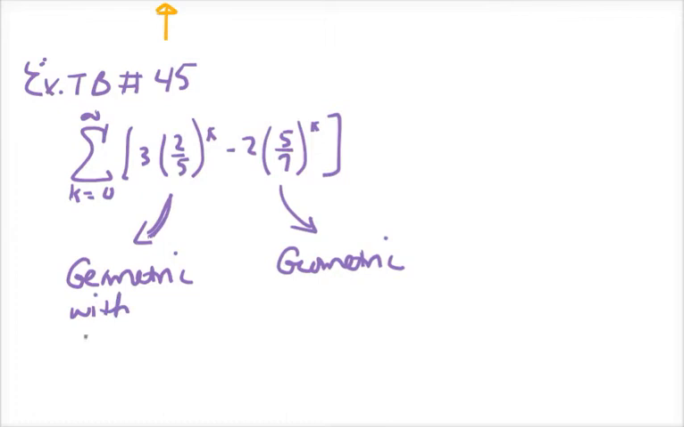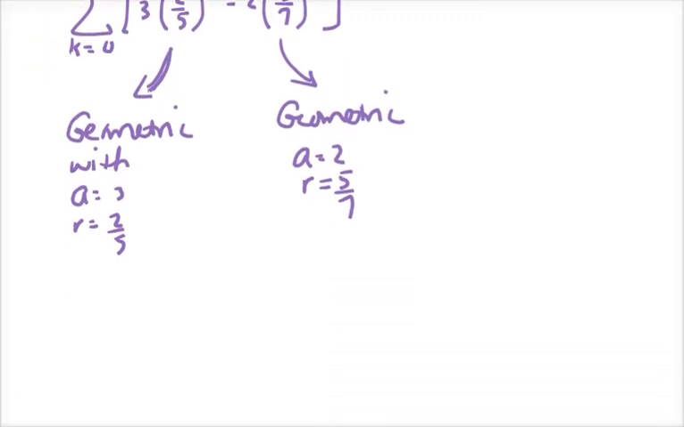But expand out the first few terms, or just recognize this is A, R to the K. So A is equal to 3, and R is equal to 2/5 in the first series. The second series, A is equal to 2, and R is equal to 5/7. So by the definition of geometric series, this one is going to converge to A over 1 minus R, which is simply 3 over 1 minus 2/5, which is equal to 5.